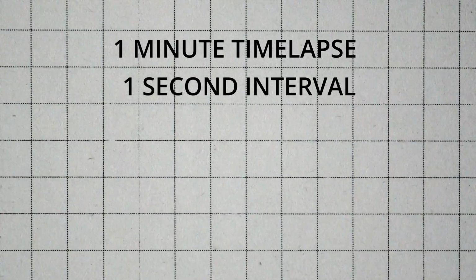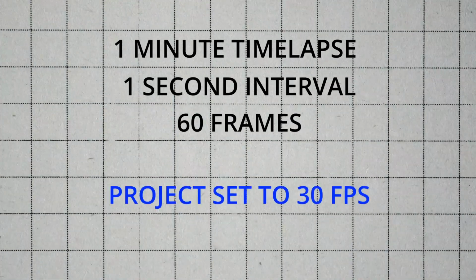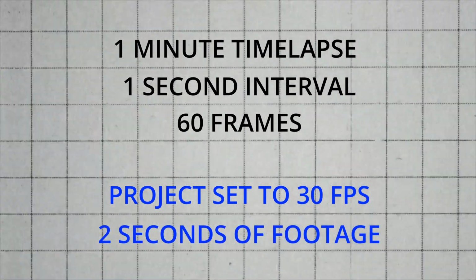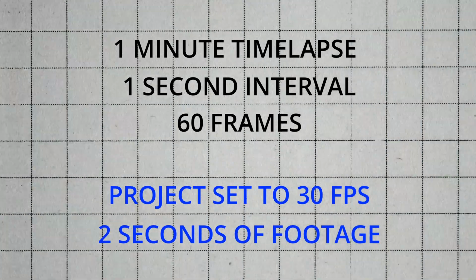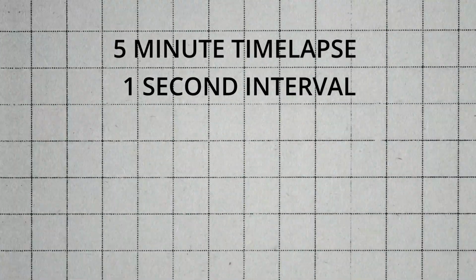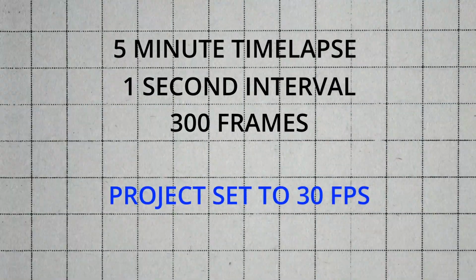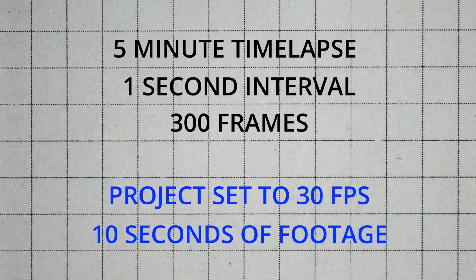For example, if you run a time lapse over 1 minute with a 1 second interval, you're gonna have 60 frames. If your project plays at 30 frames a second, you'll have 2 seconds of footage. On a similar note, if you run a 5-minute time lapse with a 1 second interval, you're gonna have 300 frames, resulting in a 10-second video when it's played back at 30 frames a second. These two factors tie into how long your video is actually going to be.